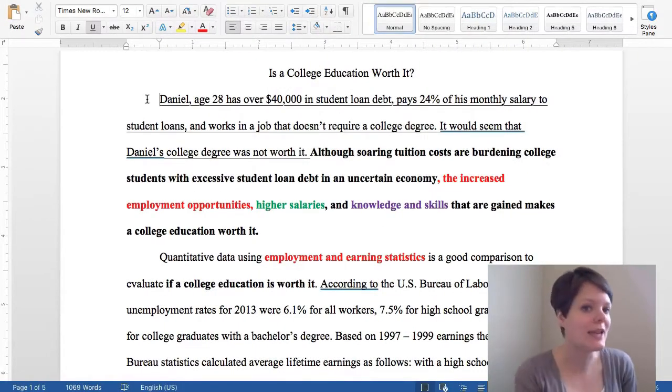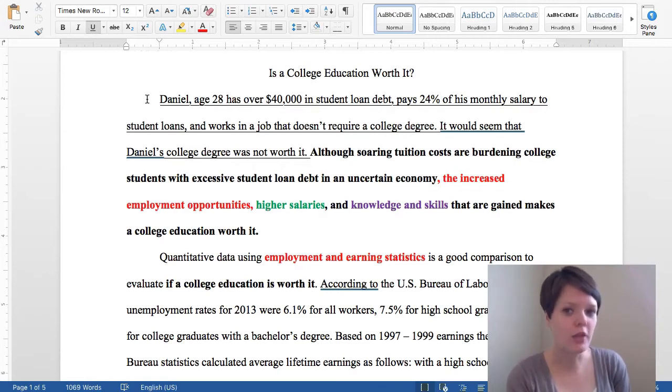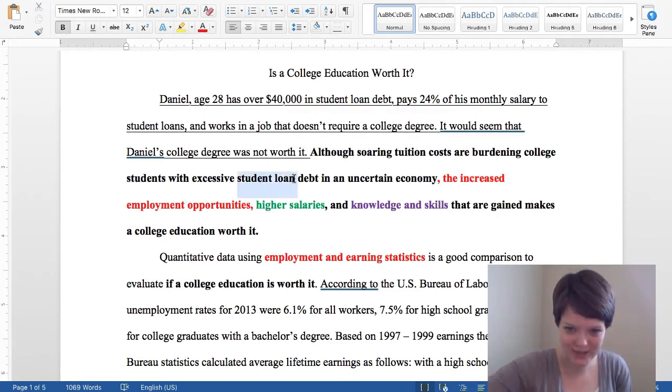Daniel, age 28, has over $40,000 in student loan debt, pays 24% of his monthly salary to student loans, and works in a job that doesn't require a college degree. It would seem that Daniel's college degree was not worth it. Although soaring tuition costs are burdening college students with excessive student loan debt in an uncertain economy, the increased employment opportunities, higher salaries, and knowledge and skills that are gained make a college education worth it.